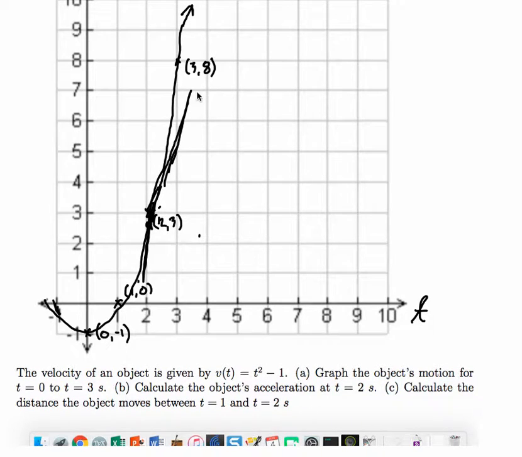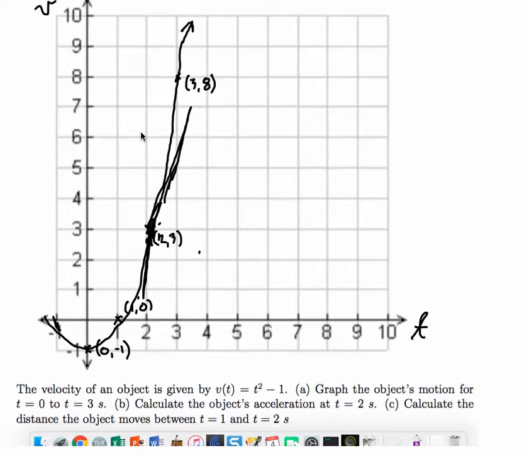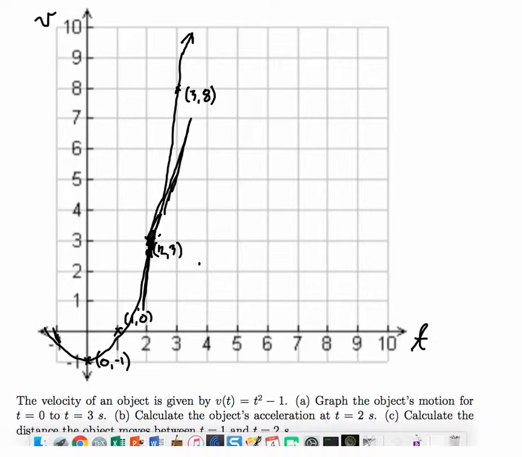and the gradient of that straight line is going to be the acceleration of the object at that moment. The slope of a velocity time graph is equal to the acceleration. And why is that? What are the units? Our units for velocity are meters per second. Our units for time are seconds.